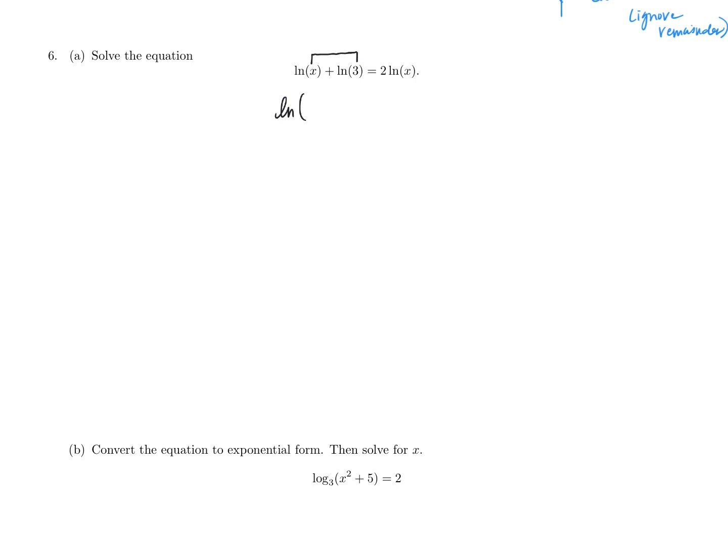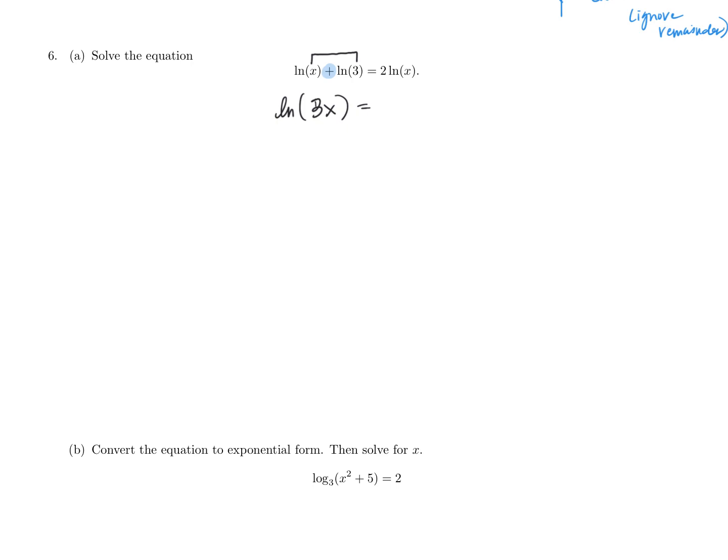So this will be one natural log of x times 3, which is 3x. So this addition symbol indicates a product. You're going to have multiplication. If that was a subtraction, that would indicate that you would have division or a fraction.